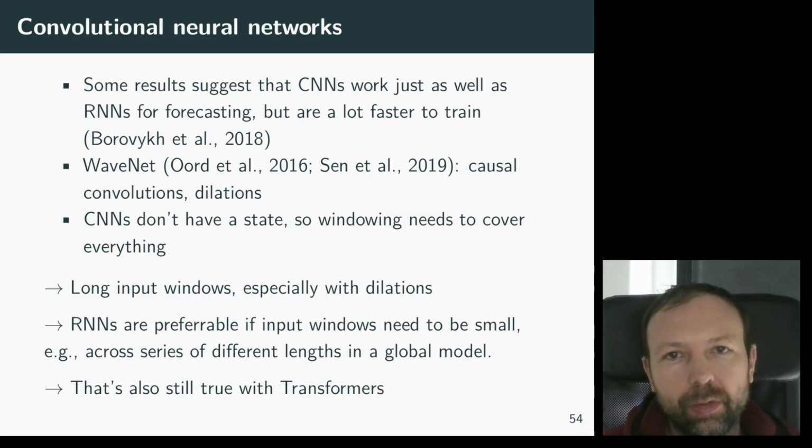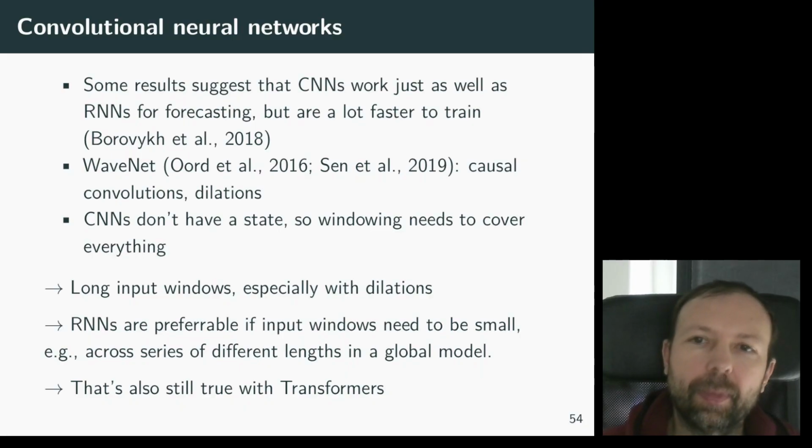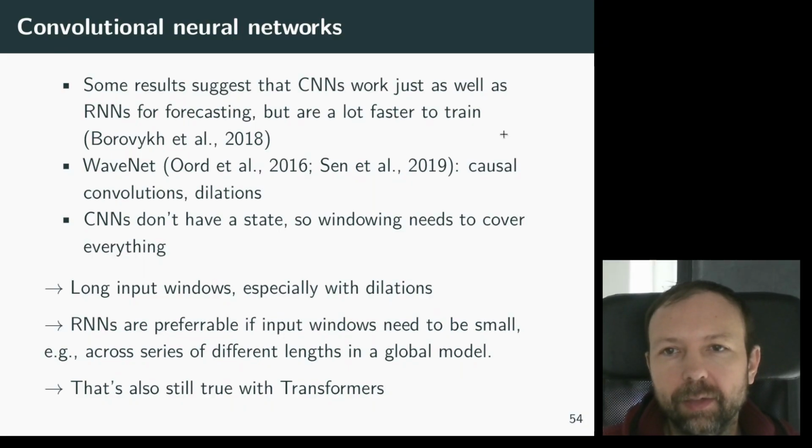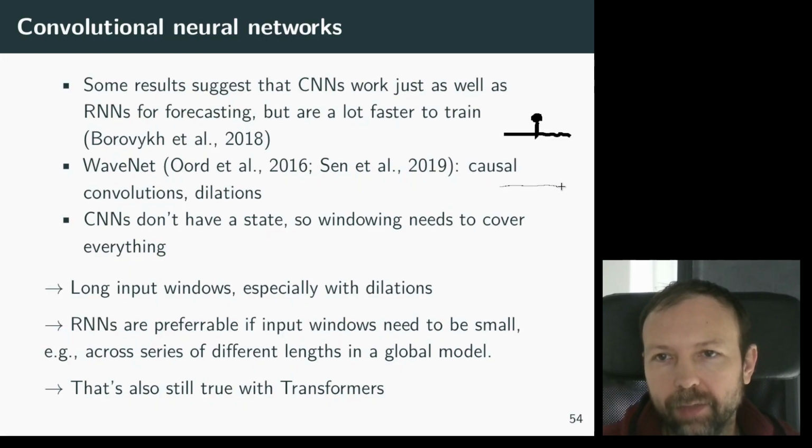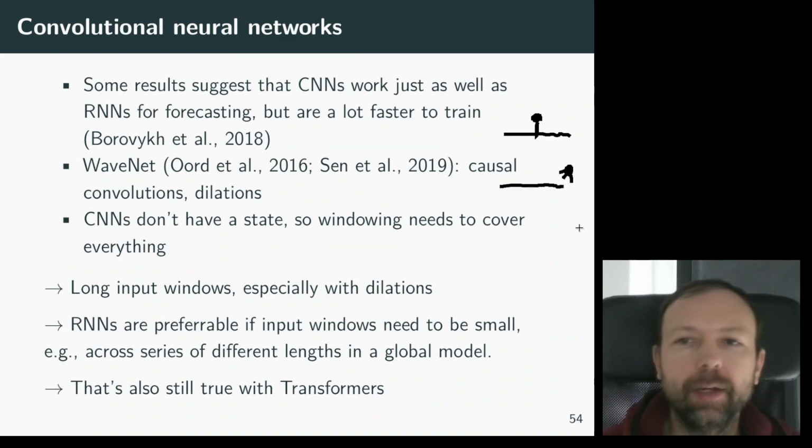Okay, let's look at the convolutional neural networks. Again, some results suggest that CNNs work just as well as the RNNs for forecasting, but are a lot faster to train. There's WaveNet, which does causal convolutions and dilations. The name causal convolution is a bit misleading. The idea is just that usually the way that these convolution kernels work is that they provide you a result for the middle of the window, whereas in forecasting we don't have that. In forecasting we need to use past data, so for us the window needs to look like this. In order to get an output for this data point, we can use only past data. And that's what is called a causal convolution. So there's nothing causal here. It's just earlier in time.